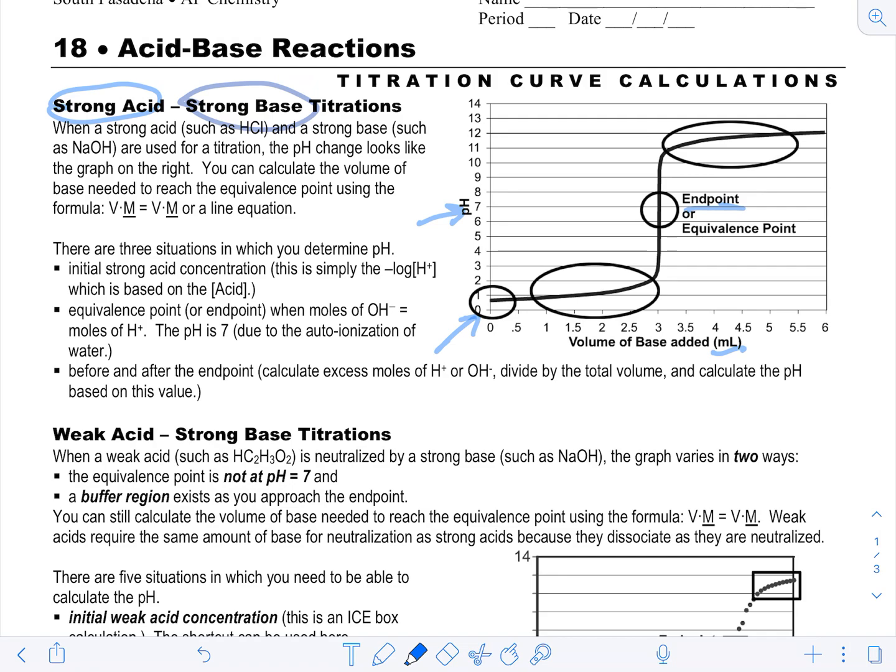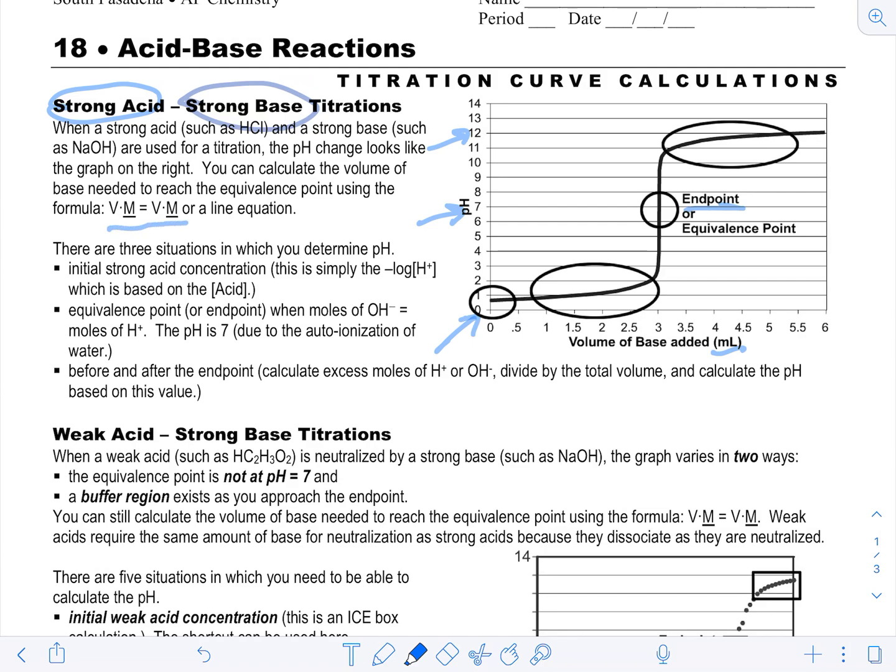So that's a clue of how you can tell that you're dealing with a strong acid and a strong base. And the other thing is when you look at the top end of the curve, notice that the pH is hovering around 12, and a pH of 12 is a strong base pH. So that's more evidence of that type of curve.